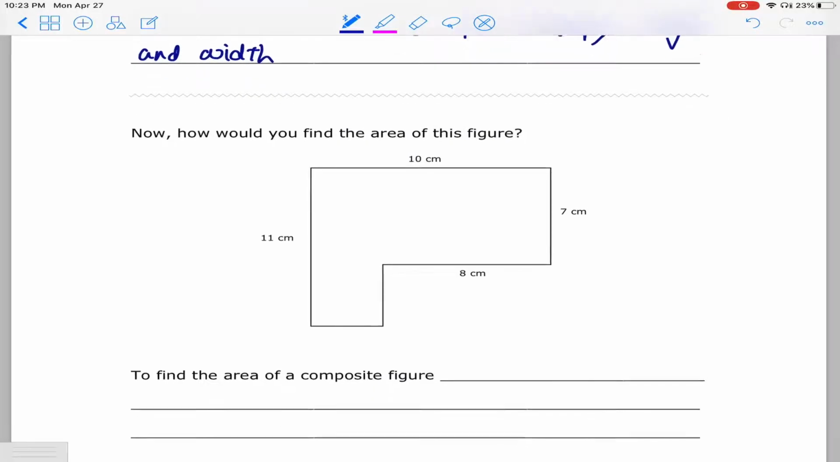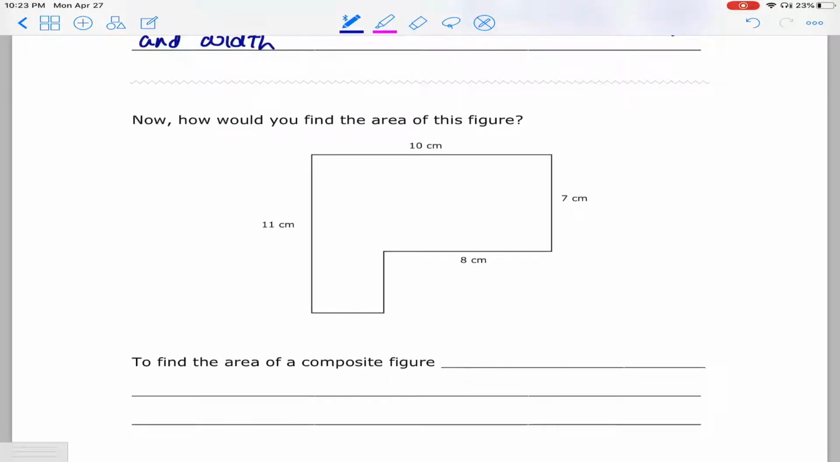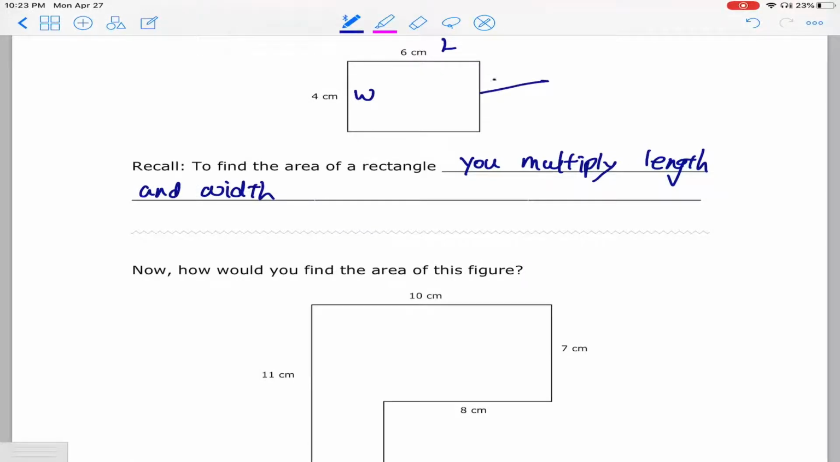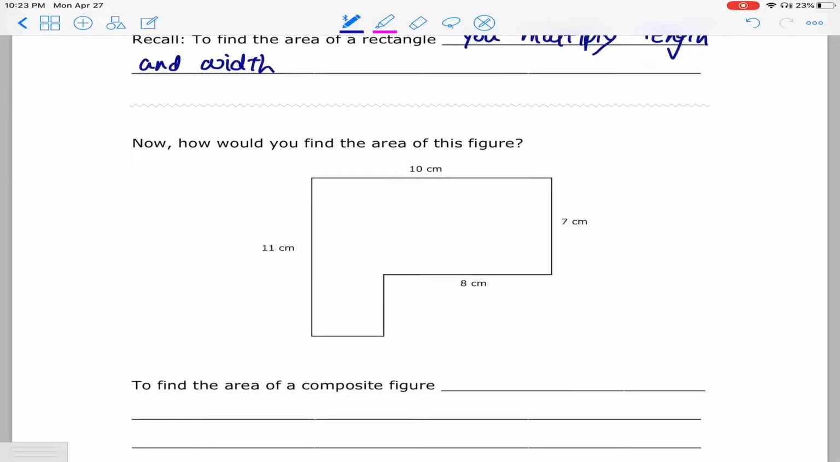And now you have this shape. So how would you find the area of this? Now this is not a rectangle, as you can clearly see. It's not the same shape as this. But if you are intuitive enough, hopefully, if you're not, then that's okay. If you don't see this for the first time, it's okay. It's not an easy concept, as I said before.